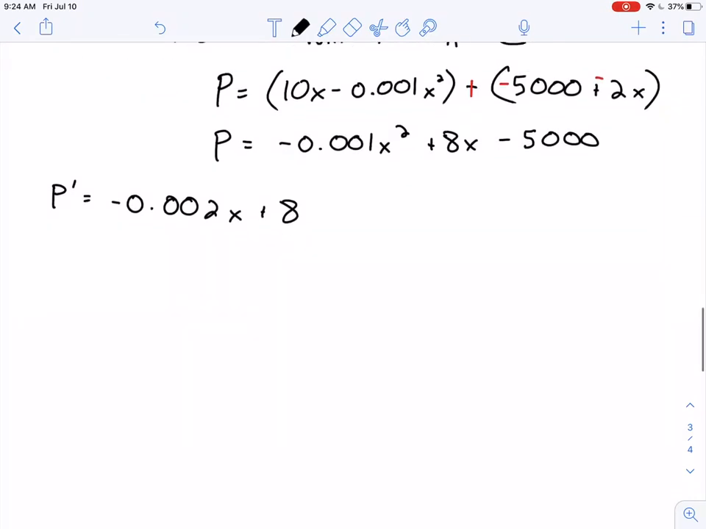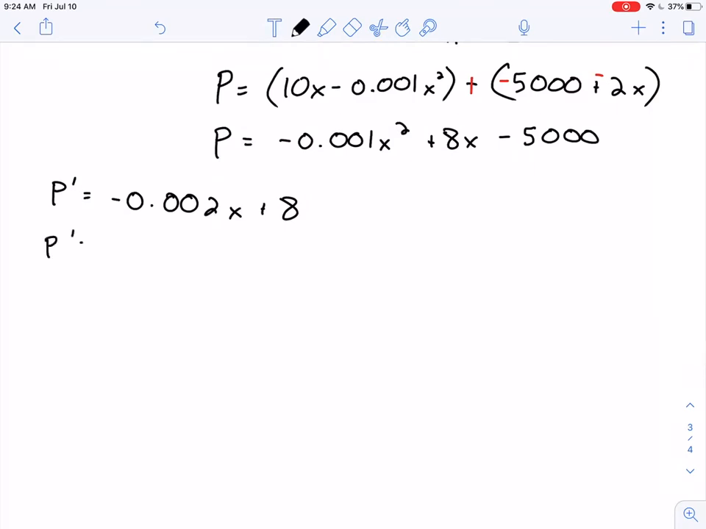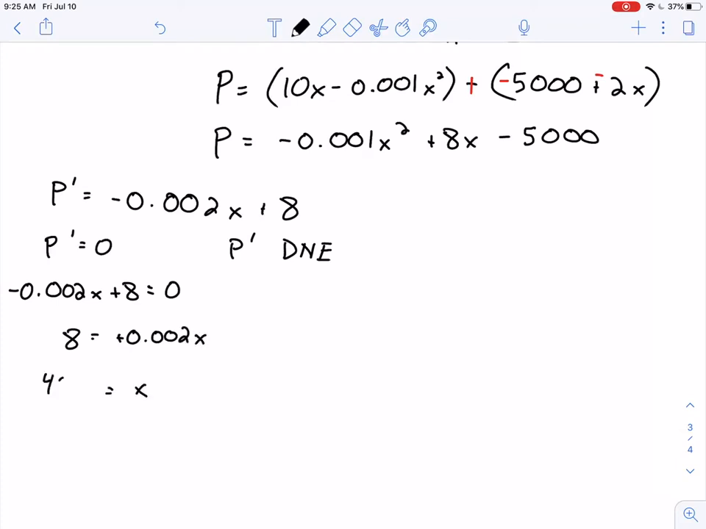I want to find where our derivative is equal to 0. So where is P prime equal to 0? Where is P prime undefined? In this case, P prime is negative 0.002x plus 8. We'll set this equal to 0. 8 equals positive 0.002x. So I should end up with x equals 4,000 here. P prime does not exist? Again, look at your P prime. We're dealing with a polynomial. We don't have any additional critical points. So x equals 4,000. This seems like an awfully important point.